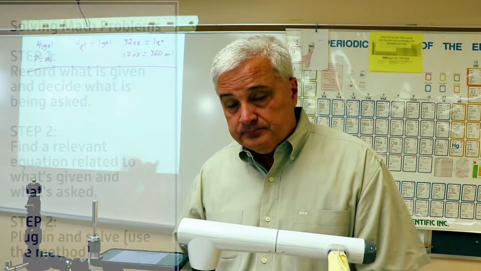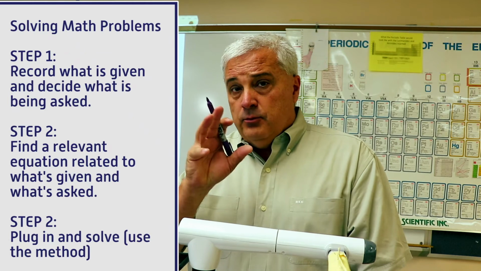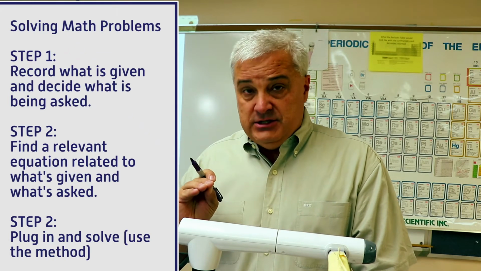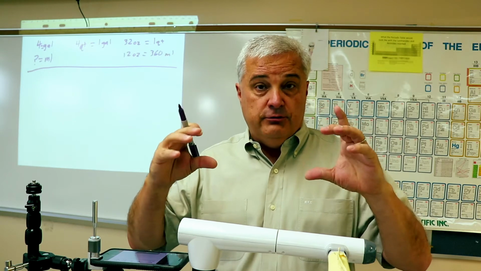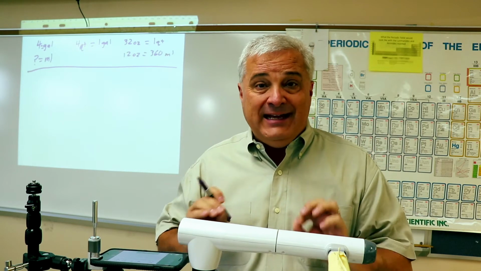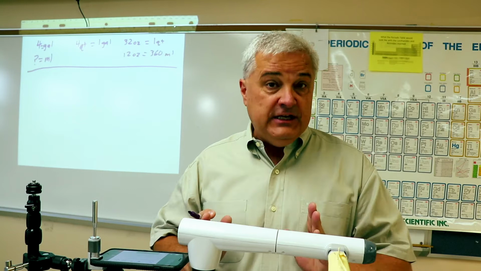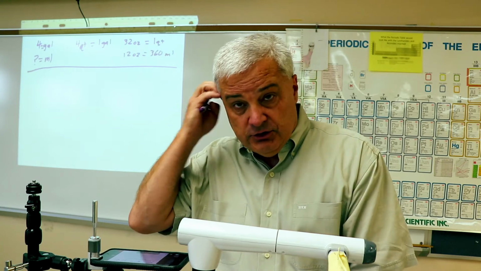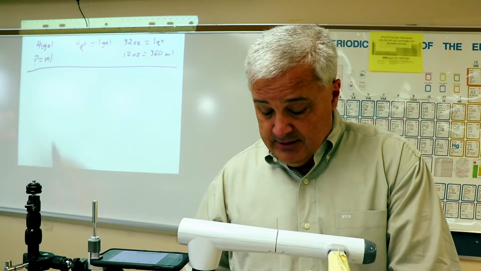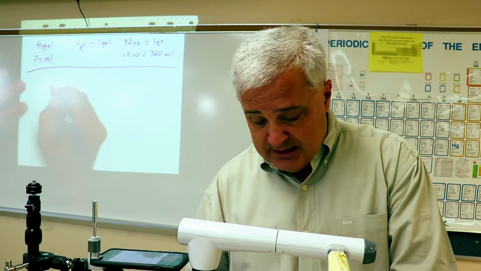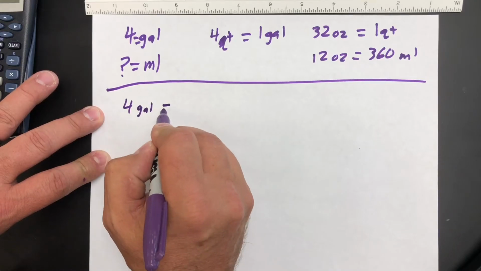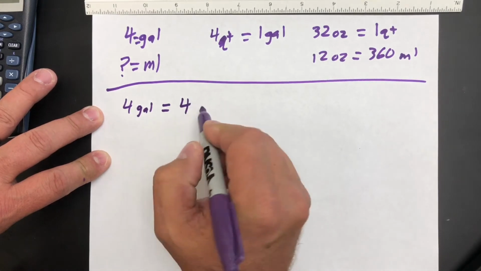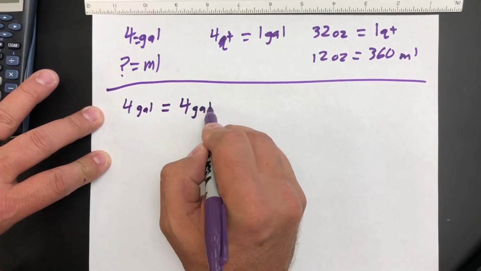Here's how it goes. All right, mathematical equations are an expression of a relative truth, so we have to write down a mathematical sentence that says something that's true. Now, I'm going to write this down, and some of you are going to roll your eyes and go, my gosh, that's stupid. 4 gallons equals 4 gallons.